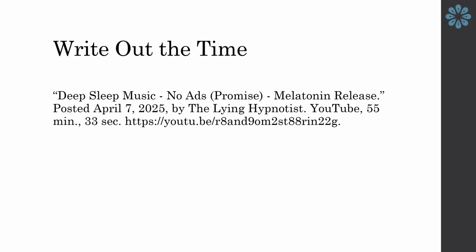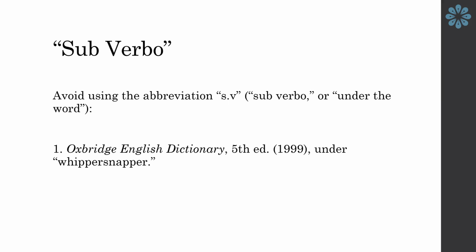When indicating the duration of a piece of music or an audio recording, write out the time by using the abbreviations min and sec. In the past, this would have simply said 55:33. Finally, where before an entry in a reference work could be cited under the abbreviation SV, meaning sub verbo or under the word, now you should simply use the word under.